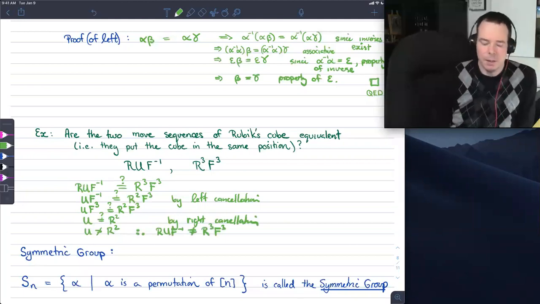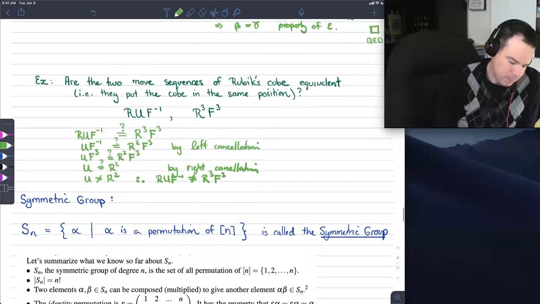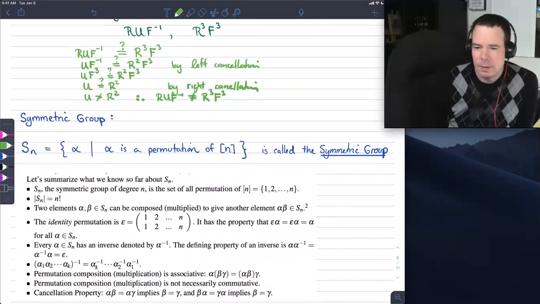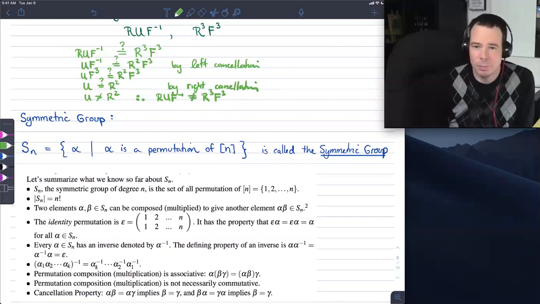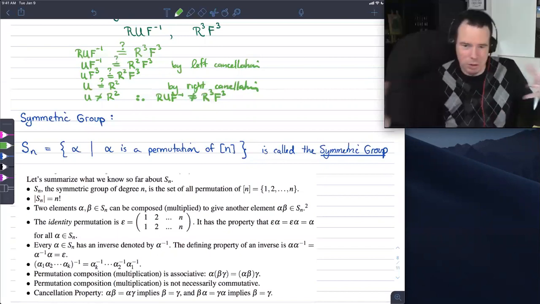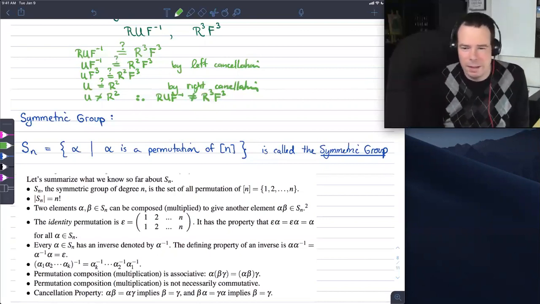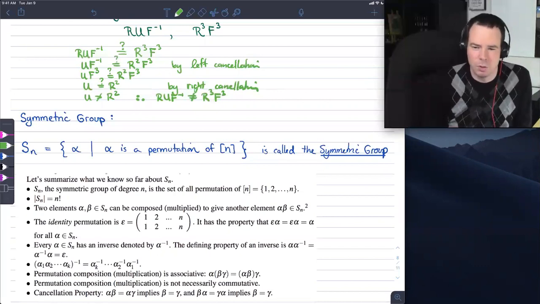Okay, so now I'm just going to summarize everything that we've developed so far. If I've got a permutation on n objects, then we can look at all possible permutations on n objects. If I collect those together and put them in a set, so I take all the permutations, I put them in a bag, and now this is my bag of all possible permutations. That set is what we call the symmetric group, S sub n.